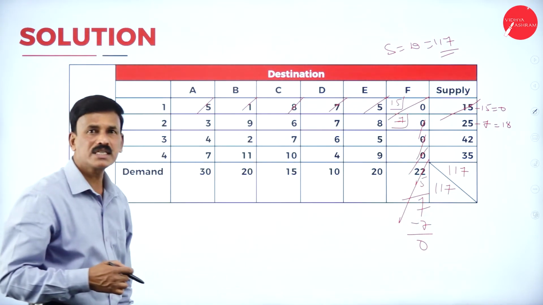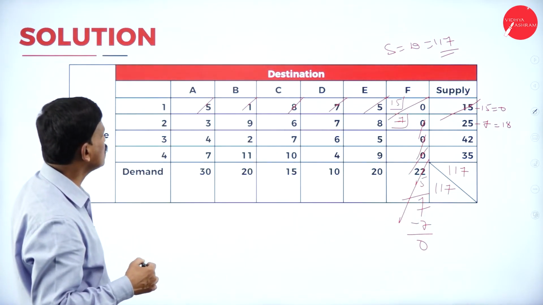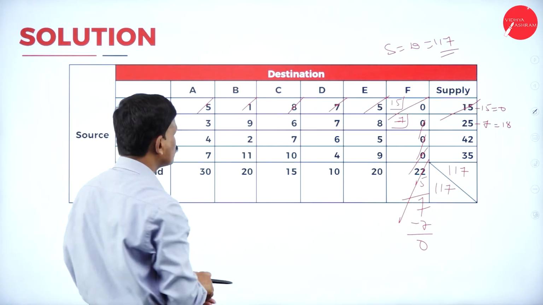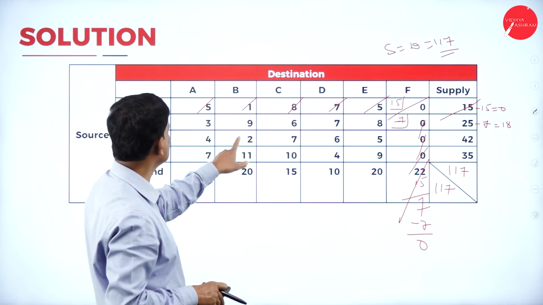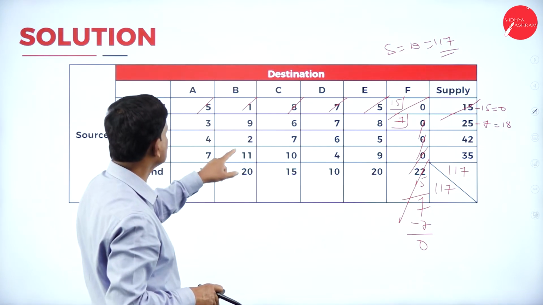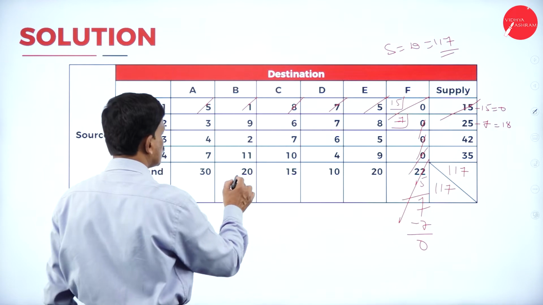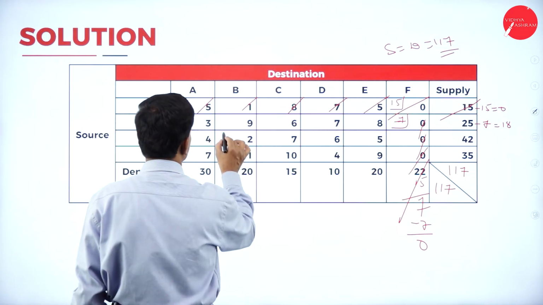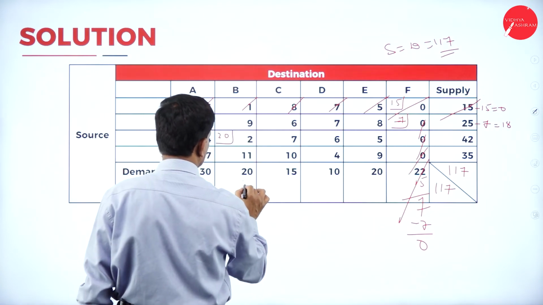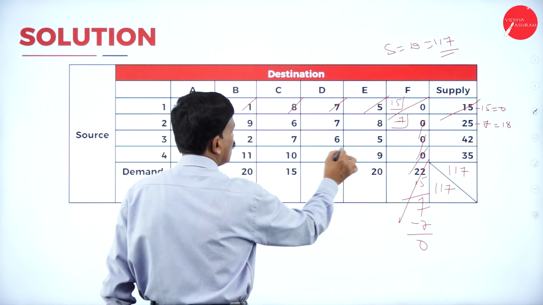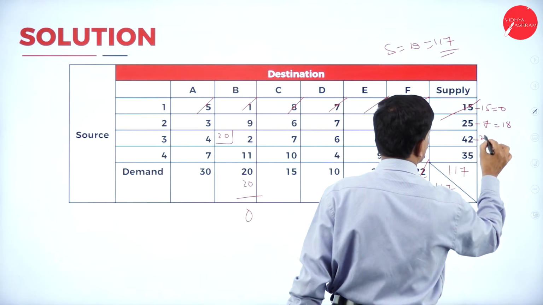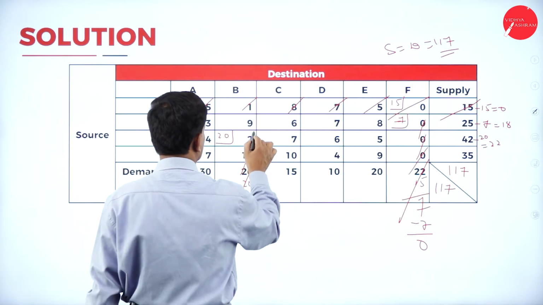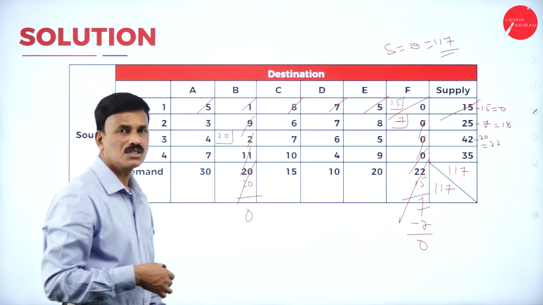Now let us come to the next least value. What is the next least value in the table? The next least value is 2. We don't have 1, it got cancelled, so 2. This 2 corresponds to the demand of 20 and the supply of 42. So we can allocate 20 here, this gets cancelled, and if you subtract 20 from this, you will get 22. Once this gets cancelled, we can cancel this entire column.